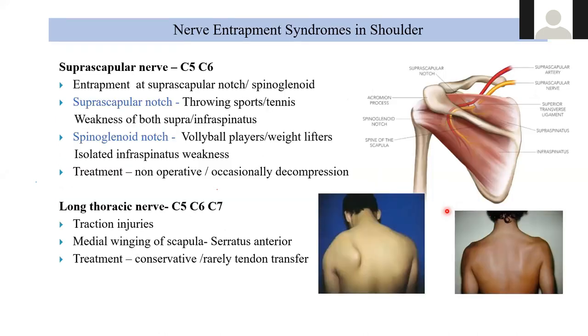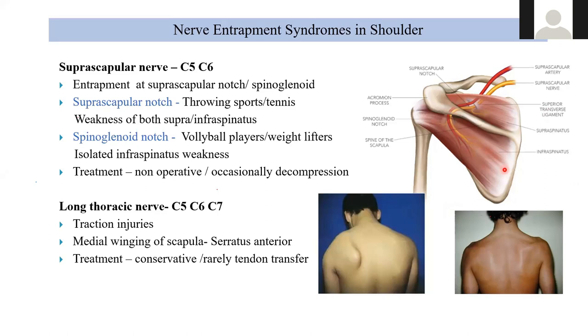Last, nerve entrapment around the shoulder. Syndromes around the shoulder commonly involve the suprascapular and the long thoracic nerve. As you are all aware, the suprascapular nerve passes through the suprascapular notch and then winds around to the spinoglenoid notch. The nerve at this level supplies both supraspinatus and infraspinatus, and at the level of the spinoglenoid notch, the supply is more to the infraspinatus.